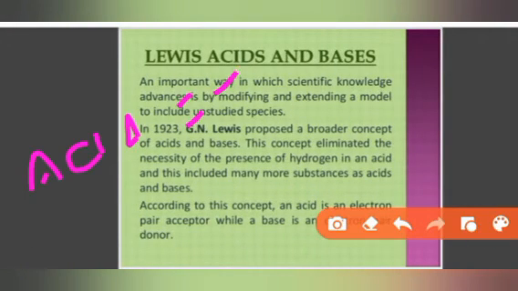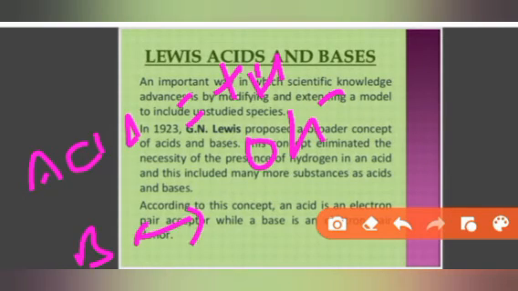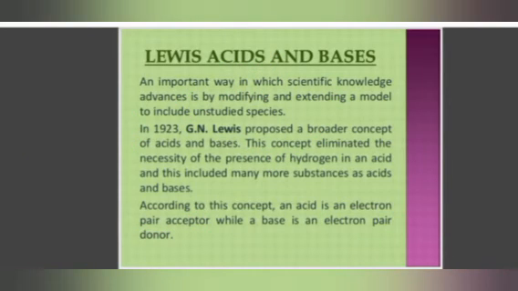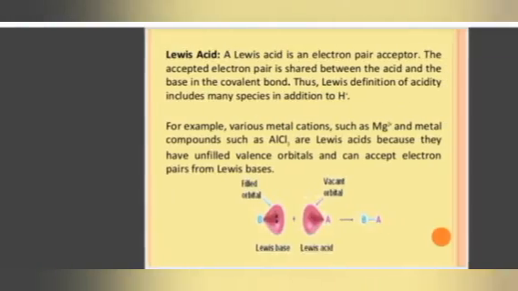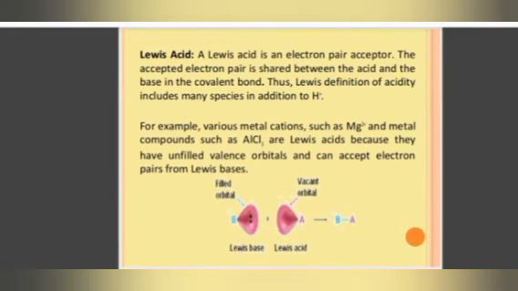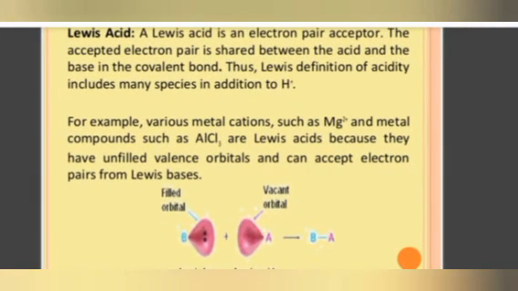In the Arrhenius concept, acids are those which give H positive, bases are those which give OH negative. In the case of Bronsted-Lowry, all acids are proton donors and all bases are proton acceptors. Whereas in the case of Lewis, all acids accept a pair of electrons, and all bases donate a pair of electrons. So Lewis acids are electron pair acceptors.